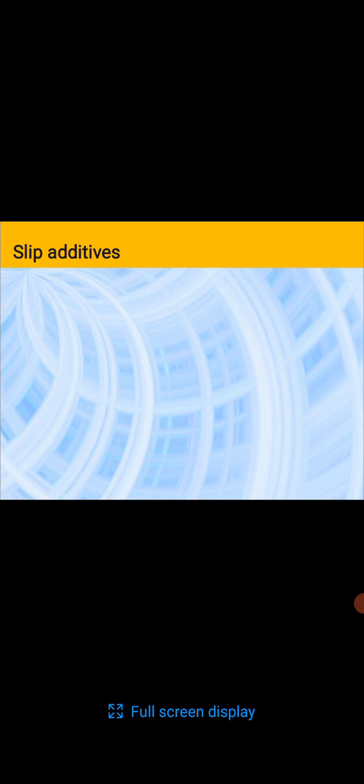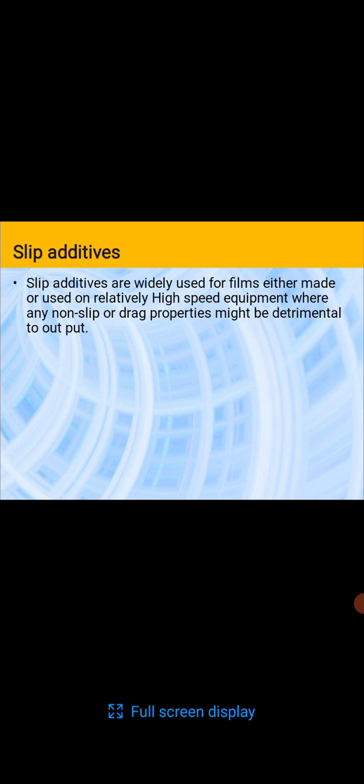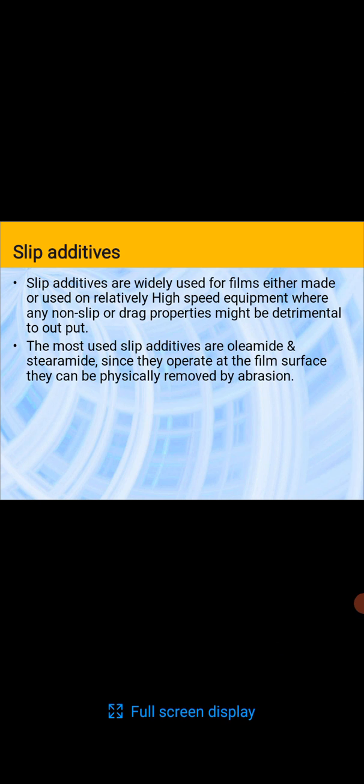Slip additives. Slip additives are widely used for film either made or used on relatively high-speed equipment where any non-slip or drag properties may be detrimental to output. The most used slip additives are oleamide and stearamide. Since they operate at the film surface, they can be physically removed by abrasion.